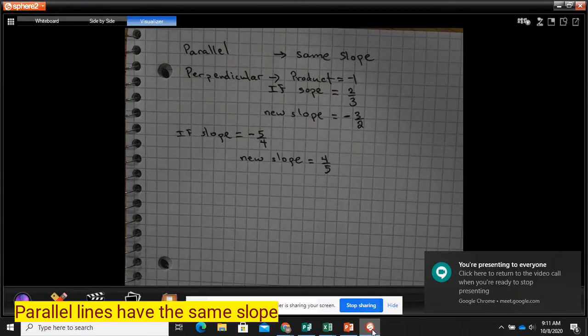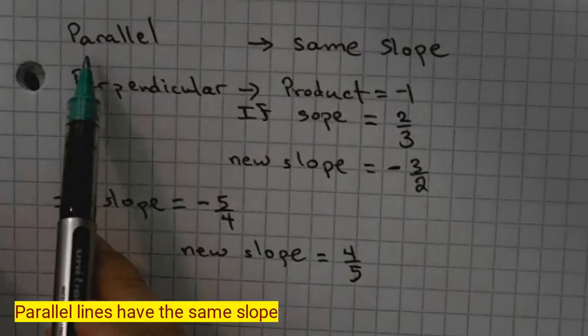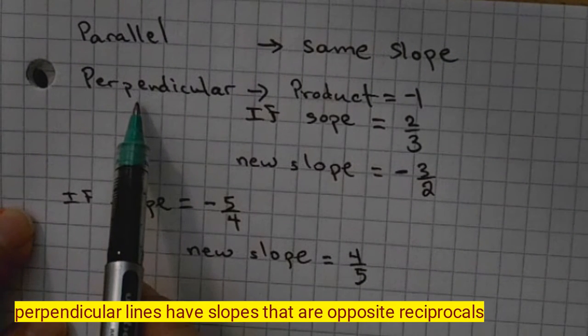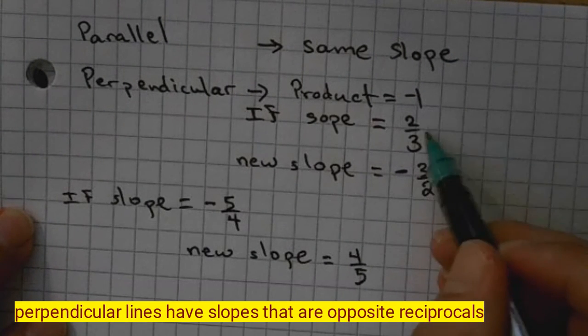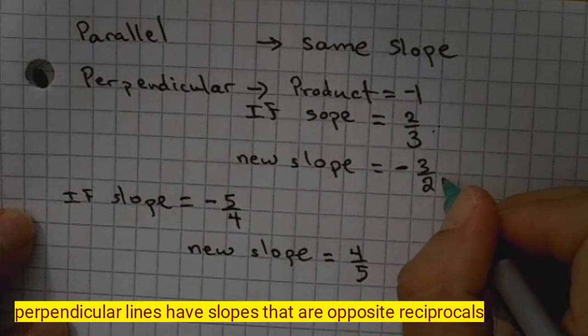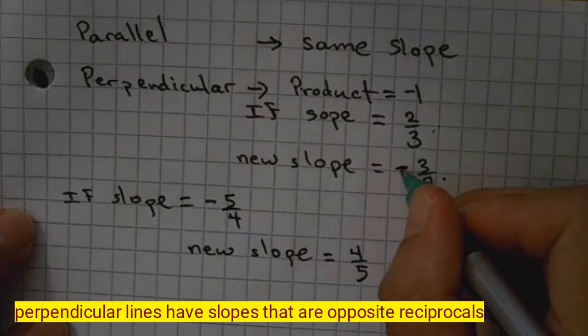All right. So we know that parallel lines have the same slope. Perpendicular lines have opposite reciprocals. One is the opposite of the other. You flip it, per se, reciprocals, and you change the sign.